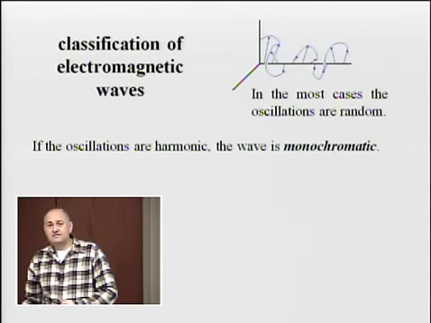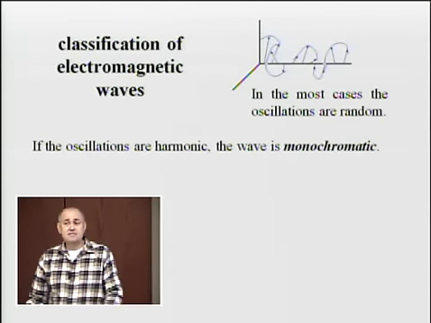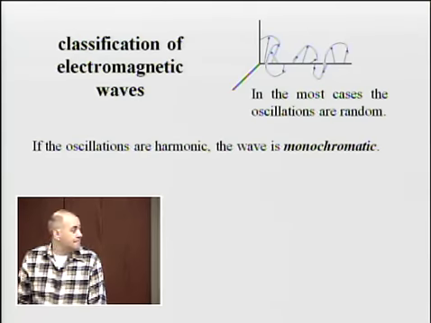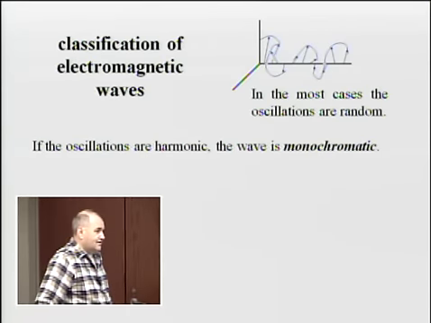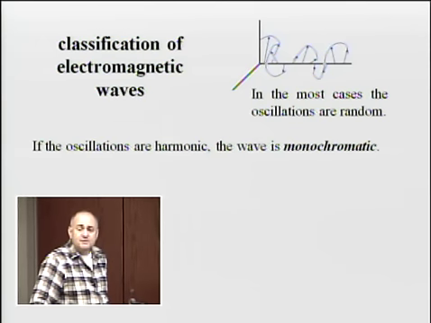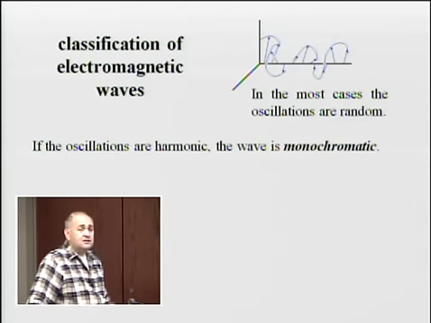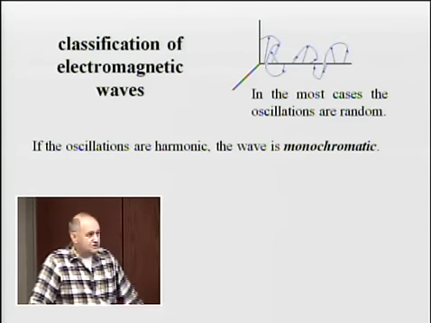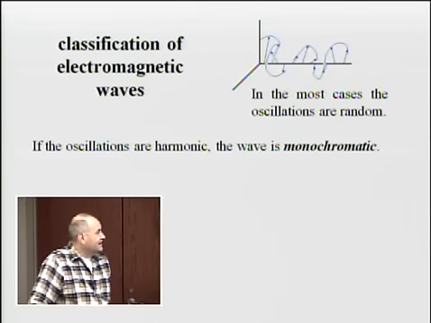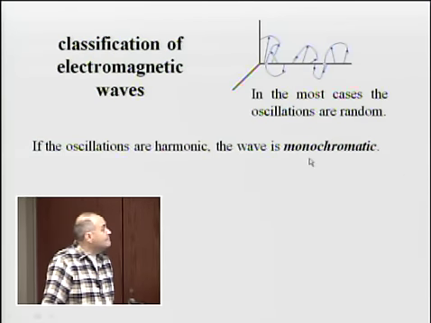Now, if oscillations satisfy certain conditions, then the wave will have a particular property. For example, if oscillations are harmonic, so from that combination of trigonometric functions, there is only one trigonometric function which has a non-zero coefficient. In other words, the wave is a single trigonometric function. If something like this happens, we say that the wave is monochromatic.